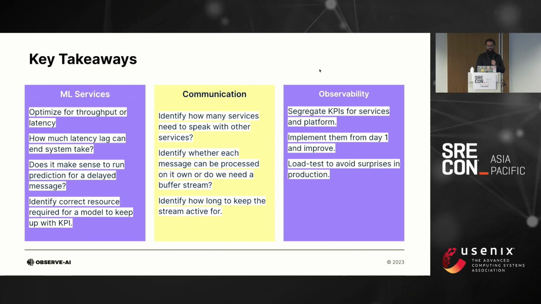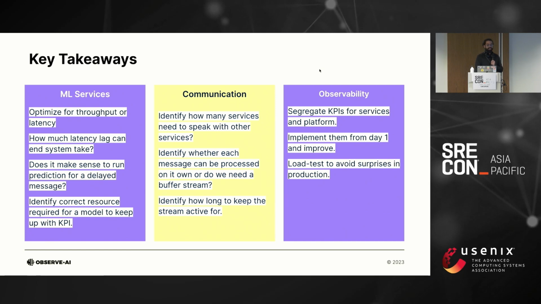Great. So again, key takeaways. First and foremost, we need to understand for ML services particularly, do you want to optimize for throughput or latency? Both of them have different trade-offs. You can probably run on a smaller GPU if you want higher throughput, but you will need a bigger GPU if you want lower latency.